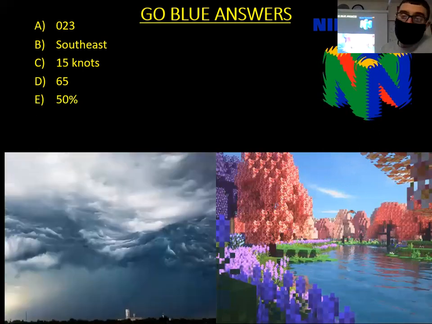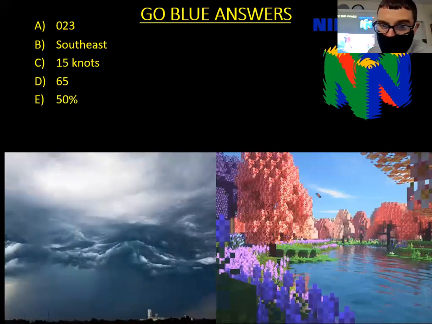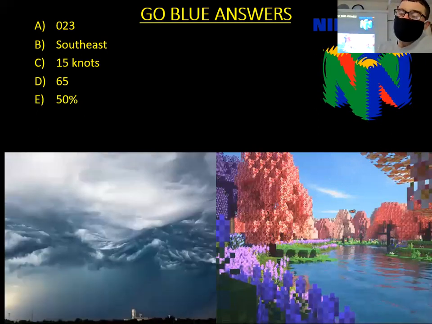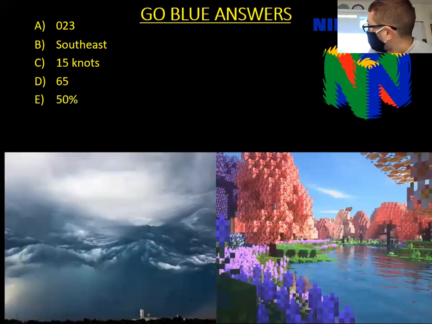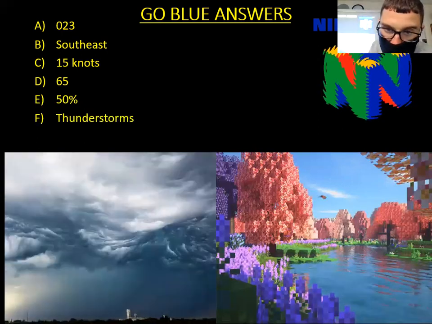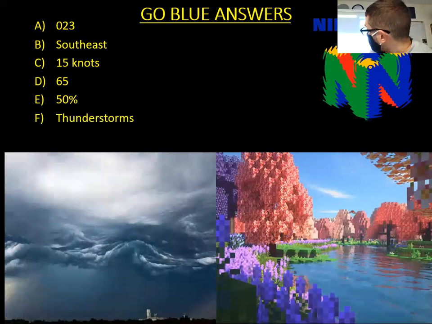And lastly, for weather, I'm going to give this one to you because you've not seen this at all yet. We're going to go over this next week. It's a zigzag symbol, like a lightning bolt. So we're going to say thunderstorms. Thunderstorms for letter F.